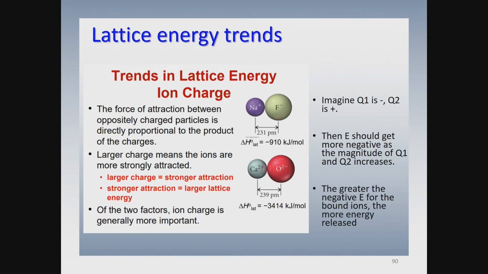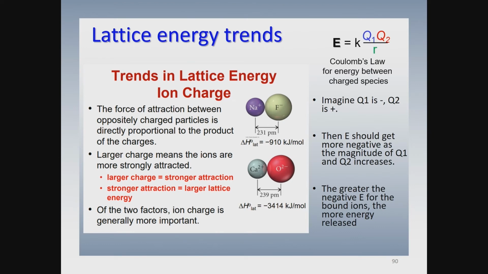Despite that fact, if you have sodium and fluoride ions sticking together, they will release 910 kilojoules per mole. But with the 2+ and 2- ions, it releases nearly 4 times the amount of energy. It's going to be 3,414 kilojoules per mole. So the question is why? We can understand that again by looking at Coulomb's law.